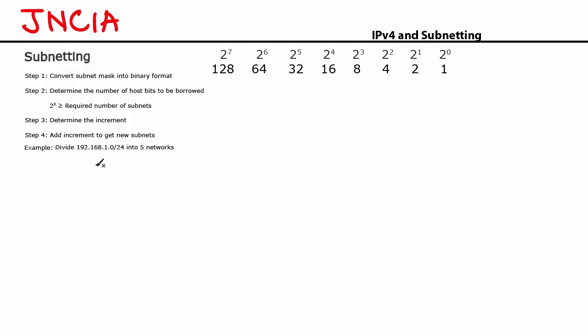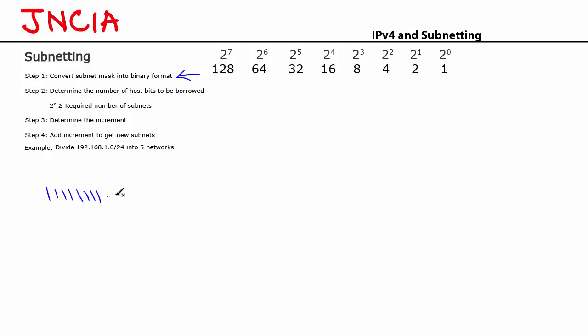Now, subnetting is a very, very simple topic, my friend. There's only 4 simple steps for subnetting. Let's look at them one by one. The first one says, convert your subnet mask into binary format. The subnet mask that we've been given is /24. Converting into binary format will make it look like this.